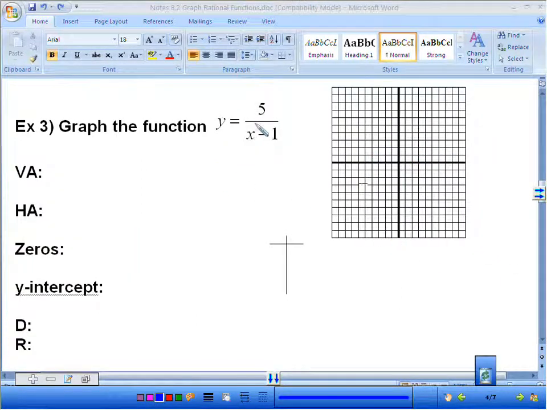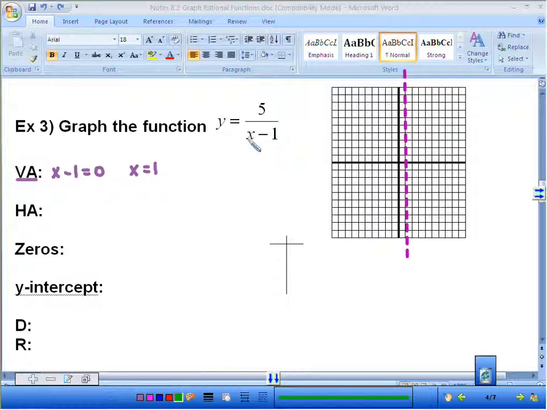Let's try another kind. This is y equals 5 over x minus 1. Follow the same steps. We're going to find the vertical asymptote. So remember, I want to know what is going to make the denominator equal to 0. So solve x minus 1 equals 0. So x is a positive 1. There's my vertical asymptote.